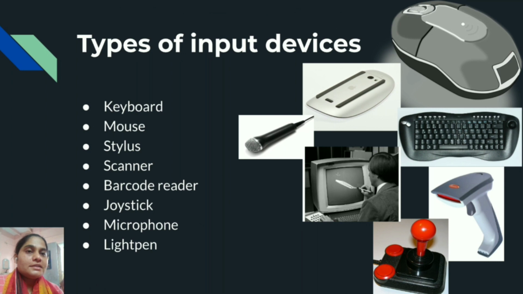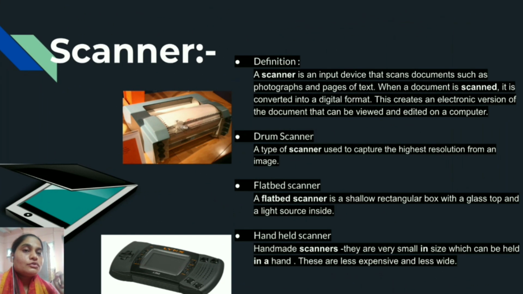So first of them is types of input devices. Students, here are given some pictures and names of those pictures, which are input devices. First keyboard, number 2 mouse, number 3 stylus, number 4 scanner, number 5 barcode reader, number 6 joystick, number 7 microphone and number 8 light pen. Whatever the devices, we know them very well. So in the next slide we will discuss the scanner.